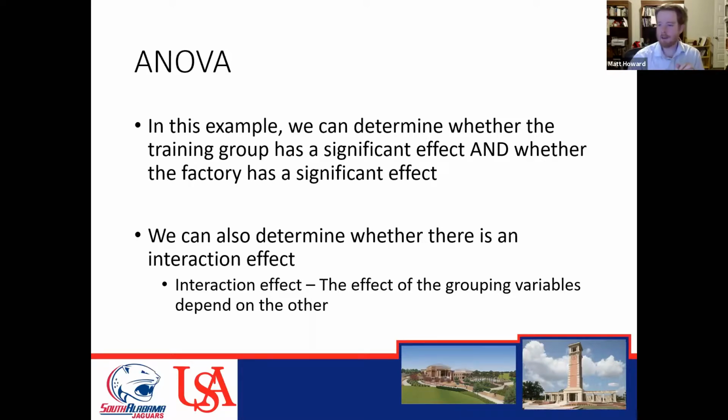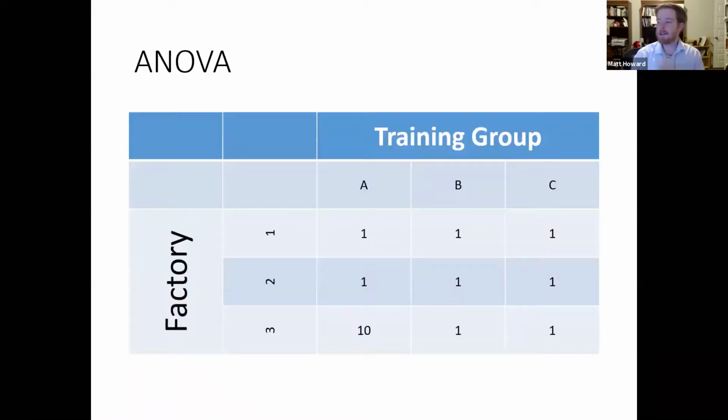So what would that look like, or what would that mean? Here's an example of an interaction effect. In this example, we might run a two-way ANOVA. It might tell us that the effect of training group was significant because those in training group A on average had higher values than B and C. It might also tell us the effect of factory is significant because those in 3 had a higher value than 2 and 1. But what's really going on here is there's a significant interaction effect.